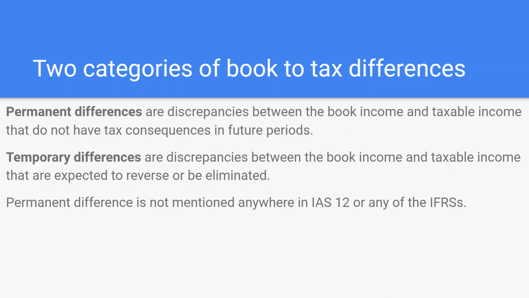But temporary differences are the discrepancies between the book income and taxable income that are expected to reverse or be eliminated. So what we're saying is that if it's a temporary difference, it has an impact now, alright, but it also has a future impact. But sometimes the impact we can see now is itself the future consequence of some prior impact that happened in the past.